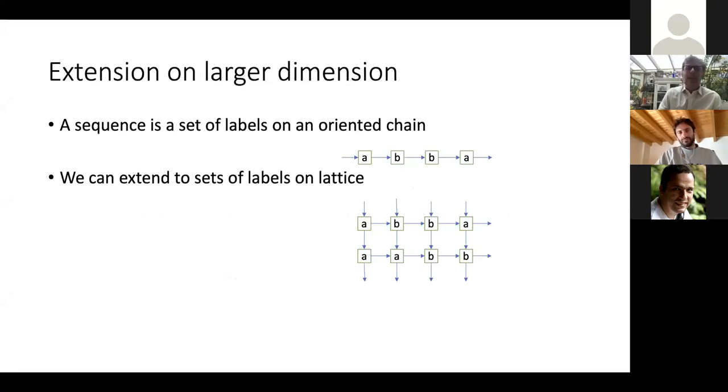We can extend the problem of matching on sequences. In fact, a sequence is a set of labels on an oriented chain. You can extend it to a set of labels on a lattice, as if you consider your problem, instead of in dimension 1, in dimension 2 or dimension 3. You can have more complicated elementary graphs, and Markovian models, and you will understand the application. I will discuss this later.